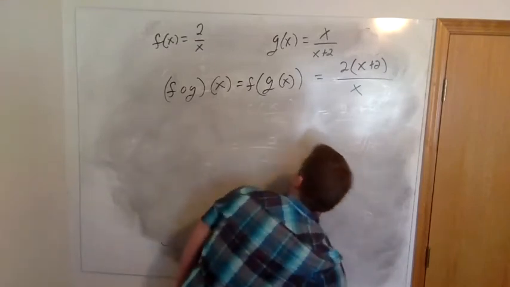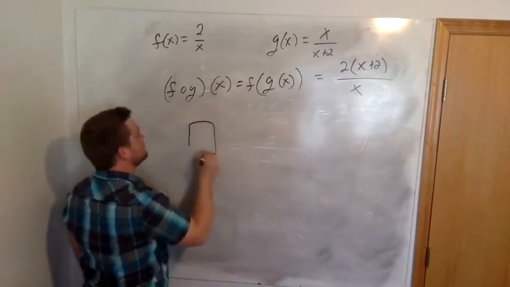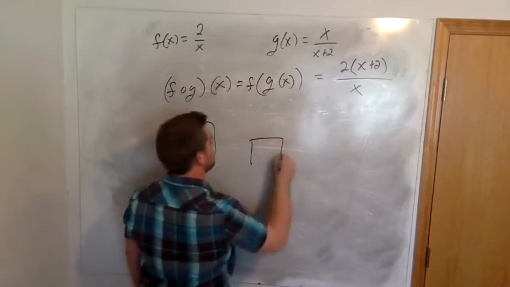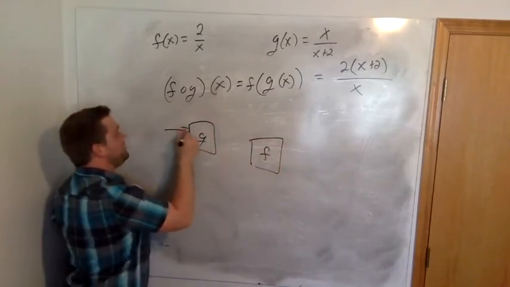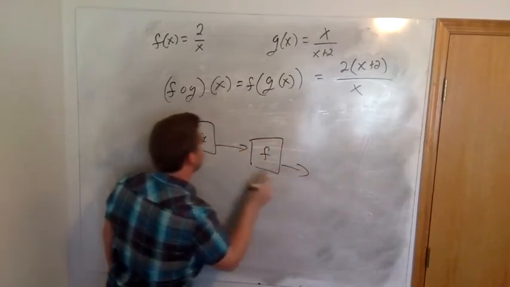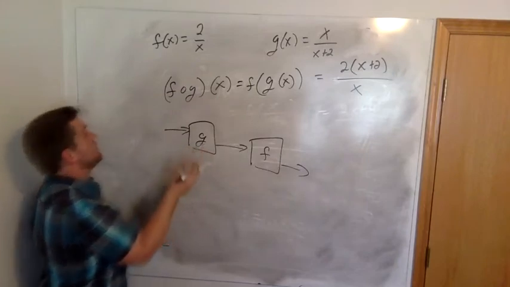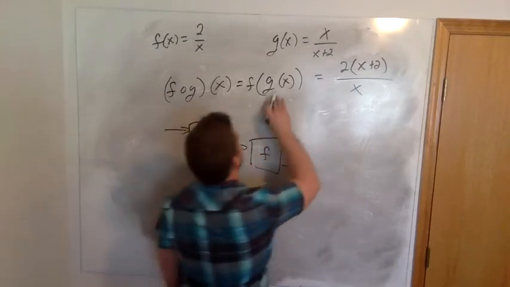Okay, so let's see what we're doing. We're first plugging something into g, and then we're plugging it into f. So I need to make sure what I plug into g is accepted. So I need to look at our inner function.